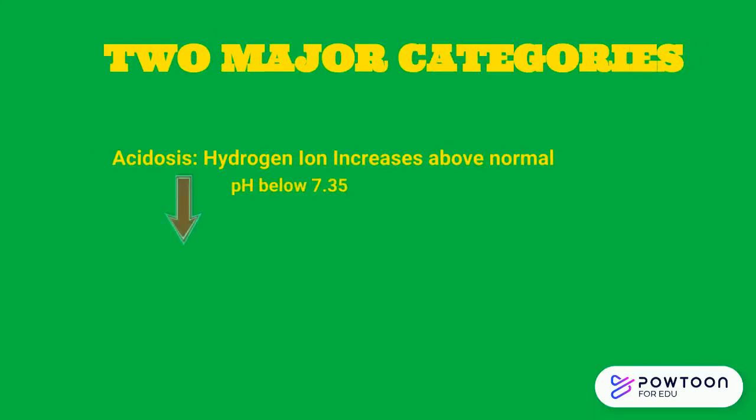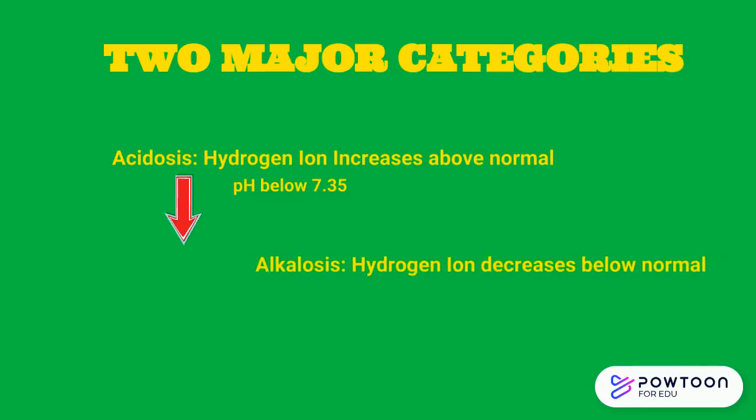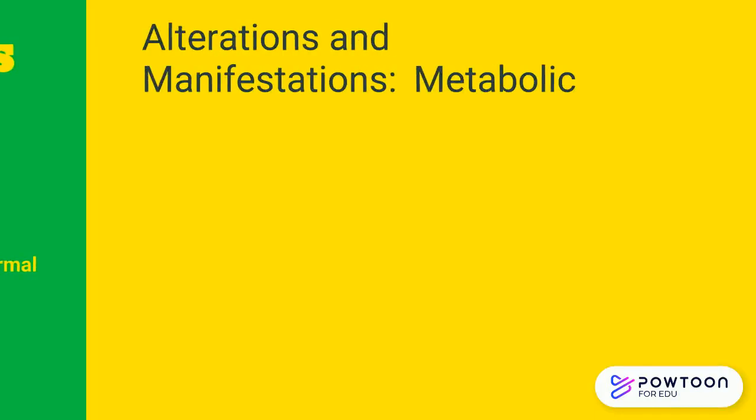So remember, homeostasis is 7.35 to 7.45. We get acidotic when that pH drops below 7.35. We get alkalotic when the pH goes above 7.45.